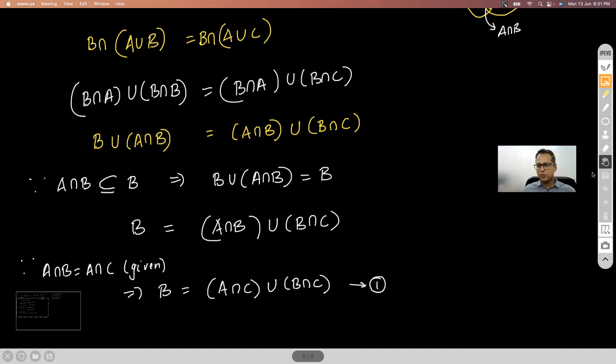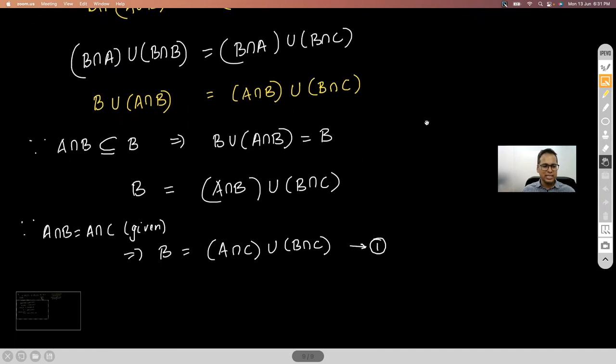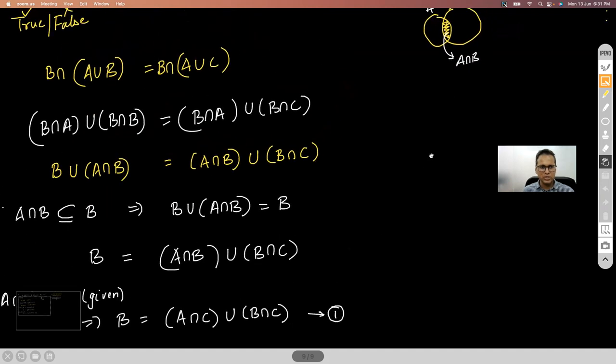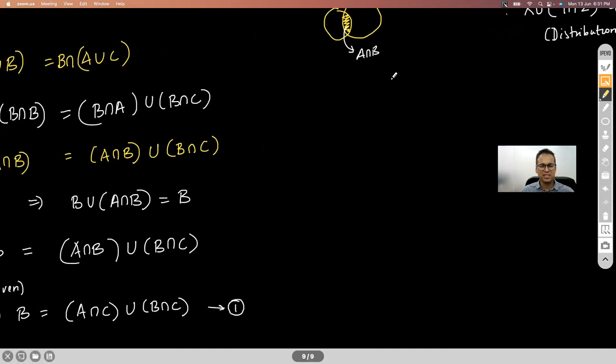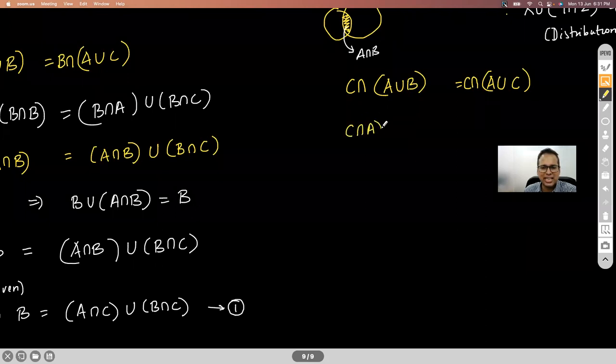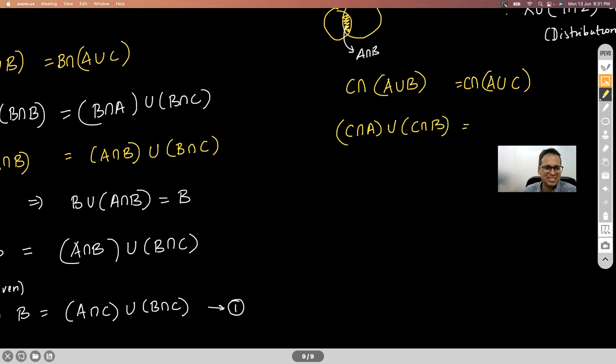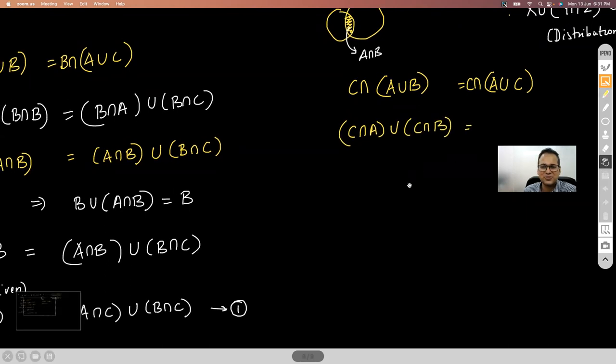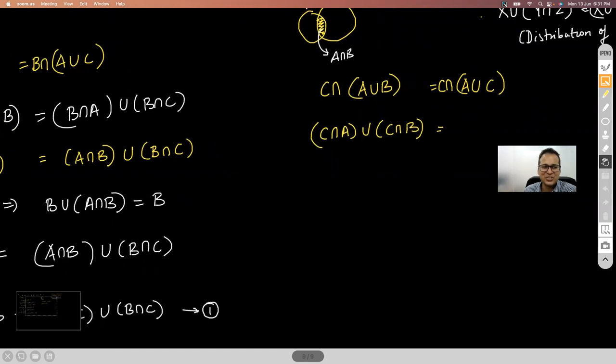Now, I have to prove that B is equal to C. So I have only reached this step. Fine, so let's do a similar set of steps now by taking intersection with C on both the sides. Again, here I will be using my distributive law. So this will be C intersection A union C intersection B. Correct?